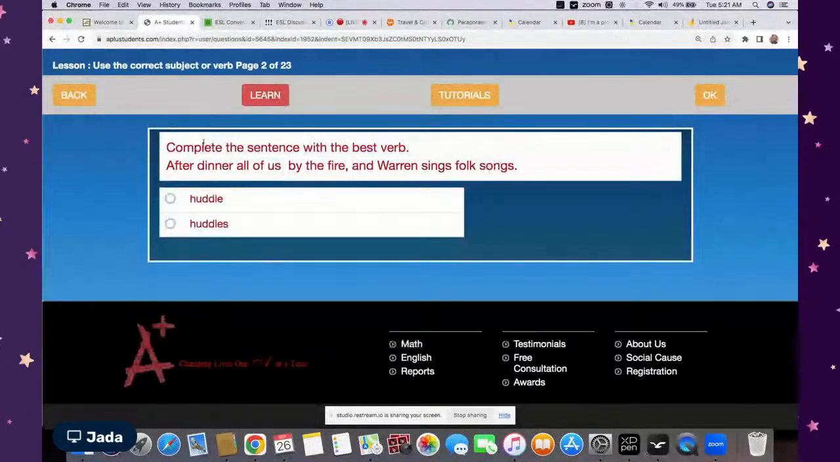Okay, so what's the best verb here? What's going to be the best verb? It says, after dinner, all of us dash by the fire and Warren sings folk songs. Huddle, okay. All right. So we have one answer. It says huddle. Okay. All right.